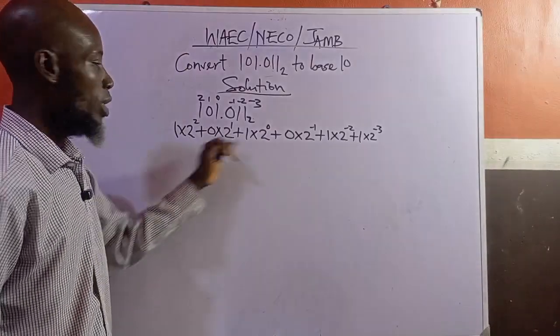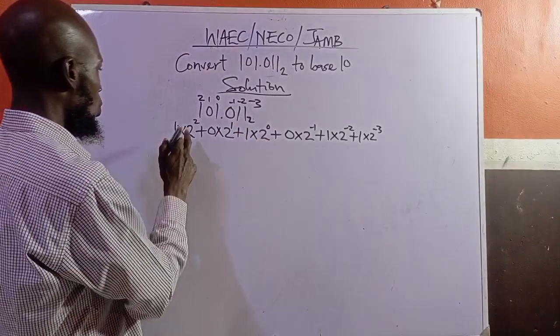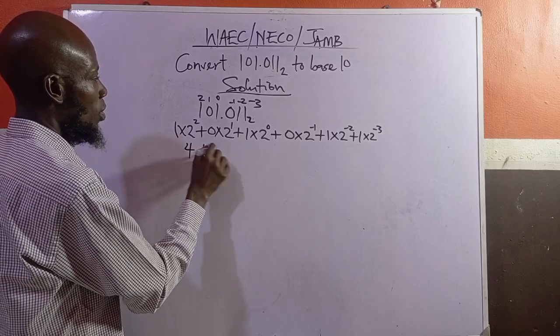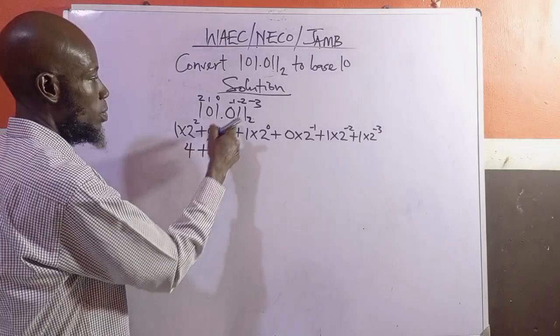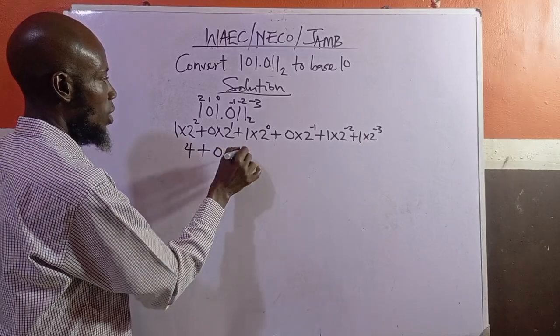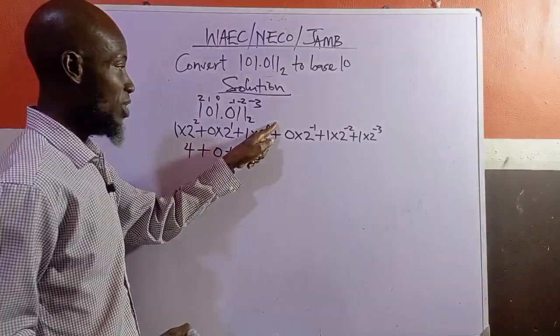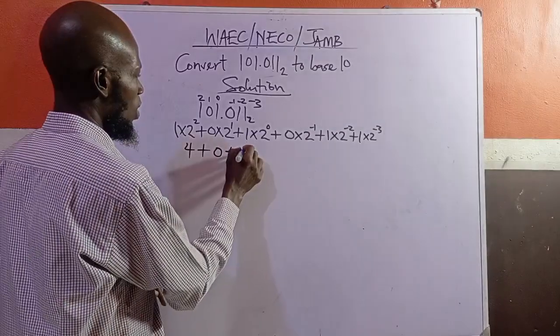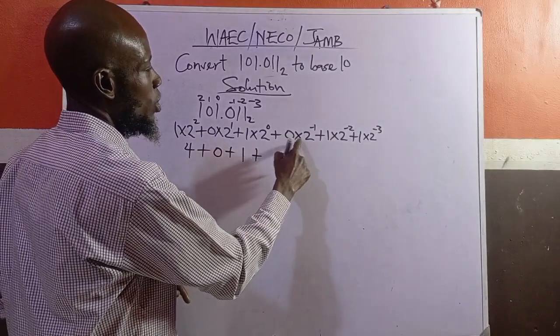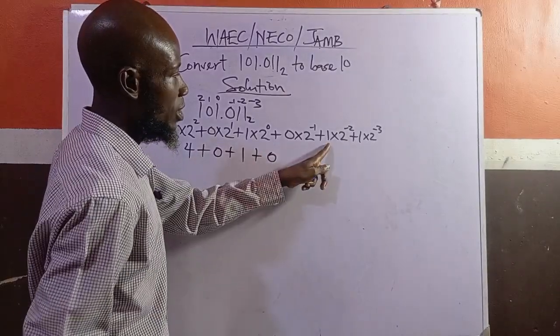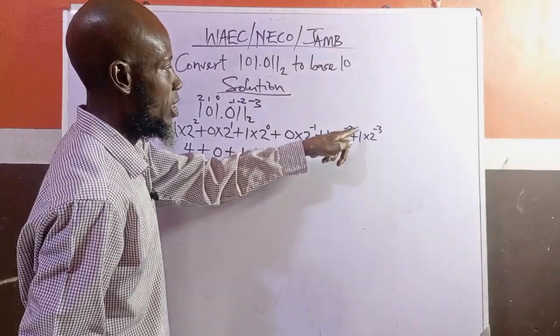Now, let's simplify further. 2 to the power of 2 is 4, times 1, so that will give us 4, plus 0 times 2 to the power of 1, that will give us 0, plus 1 times 2 to the power of 0. 2 to the power of 0 is 1, so 1 times 1 is 1, plus 0 times 2 to the power of -1, that will give us 0. Then 1 times 2 to the power of -2.